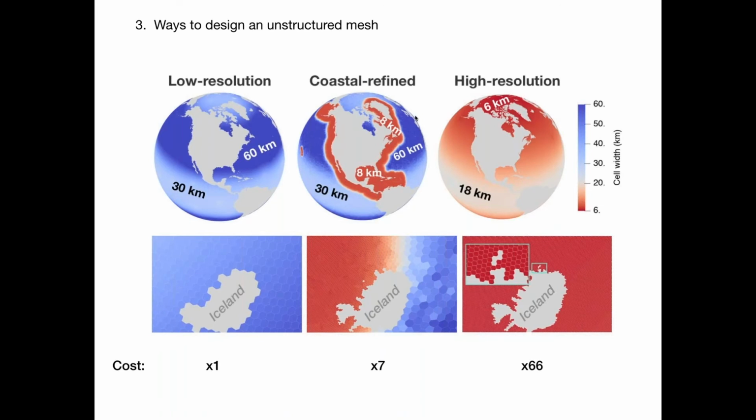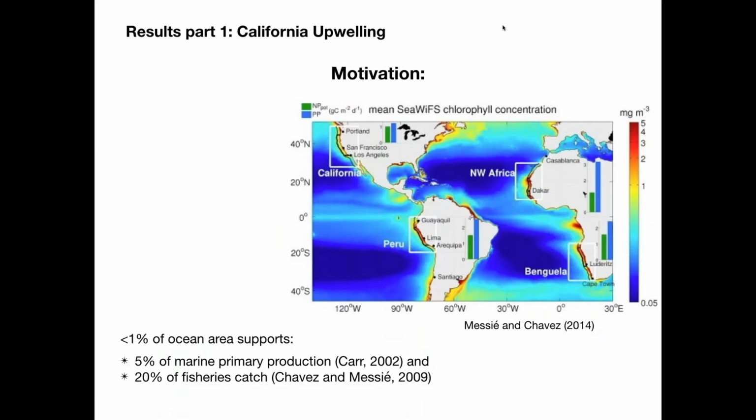And I'll be showing several plots, and it's always going to be low resolution on the left, coastal refined in the middle, high resolution on the right. Okay, and so the first part of the results, I'm just going to breeze through, but one great application of a coastal refined mesh like this is for upwelling regions. It's a really great return on investment computationally, because these are so important for productivity, so when we're coupling in biogeochemistry and things like that.